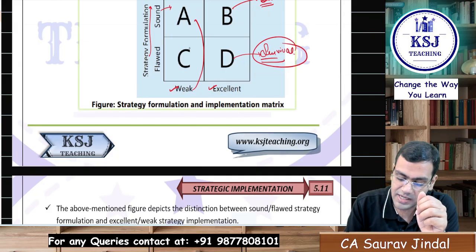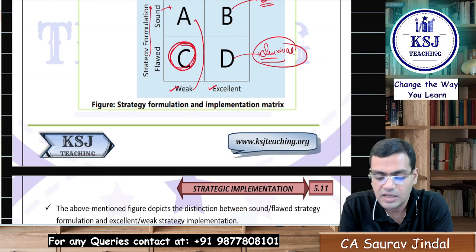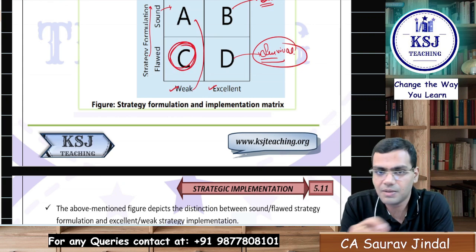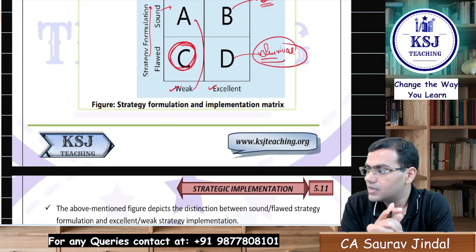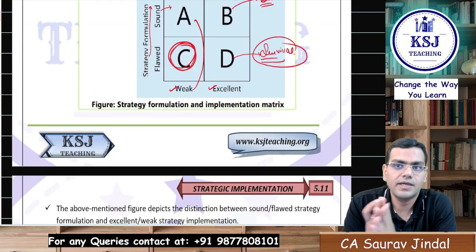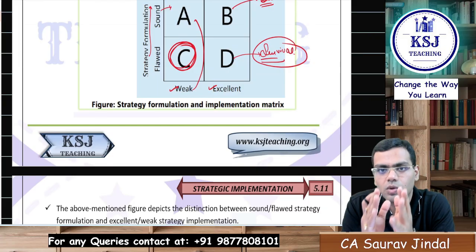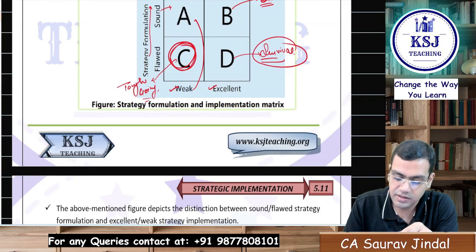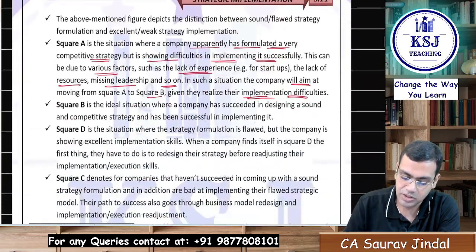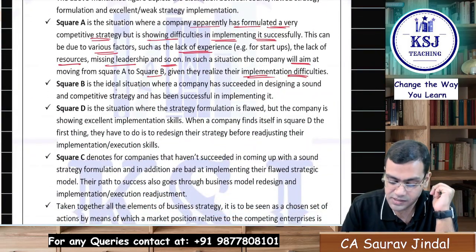Now, part C is where you are absolutely failing. Your formulation is poor, your implementation is poor. So you need to work on a lot of things, whether it is the formulation part or the implementation part, you will have to work on each and everything. Now, this is the tough going part where the formulation and implementation both are weak. So square B is the ideal situation.